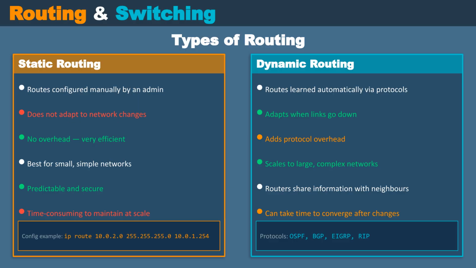Dynamic routing uses protocols to learn routes automatically. It adapts to network changes and scales to large, complex networks. However, it adds protocol overhead and can take time to converge after changes.